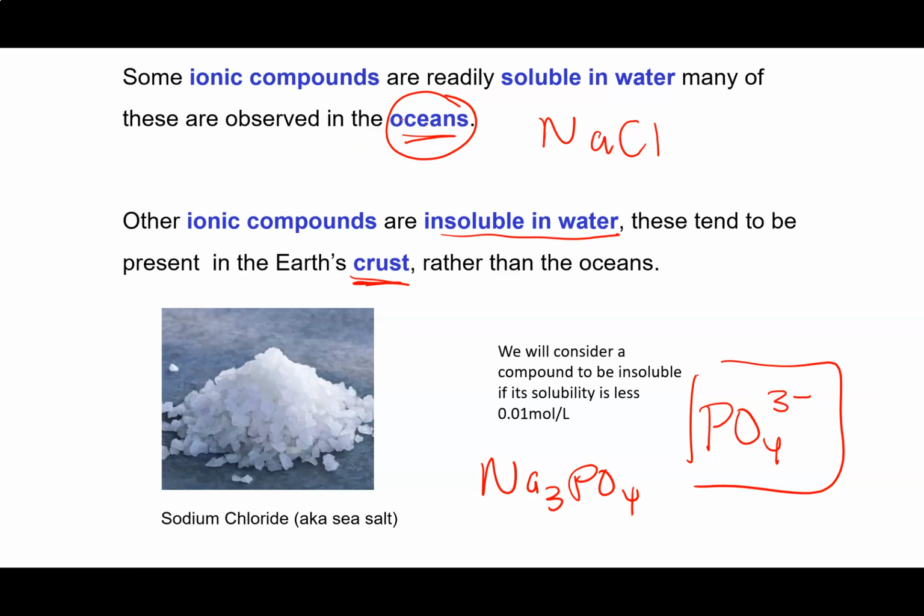So we kind of know what are soluble and what are not soluble by looking at where these compounds are found. Now, I should say that for our purposes, we're going to consider that a compound is insoluble if its solubility is less than 10 to the minus 2 moles per liter in the given solvent.